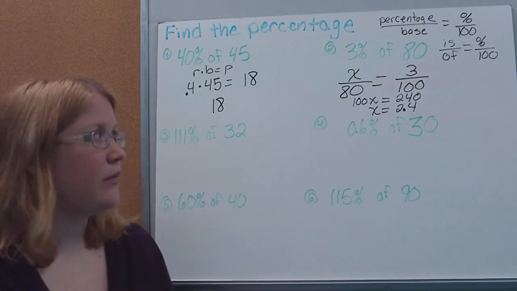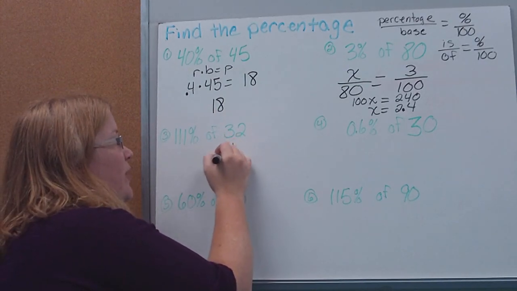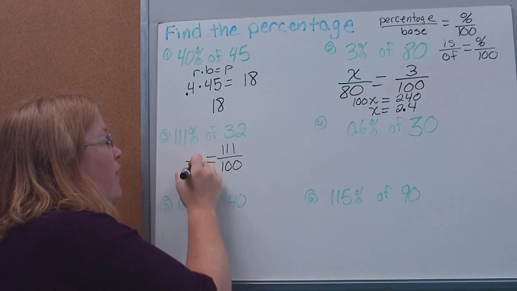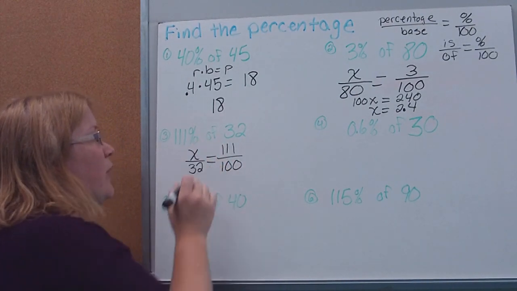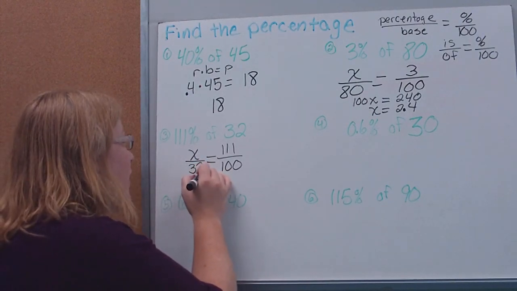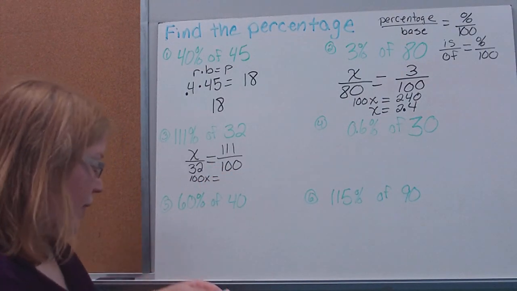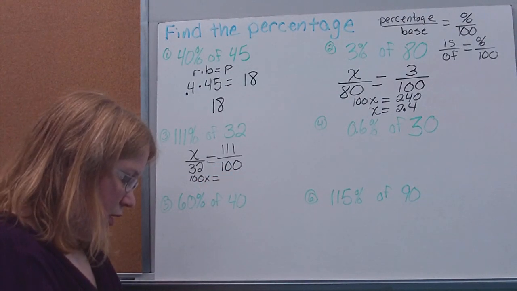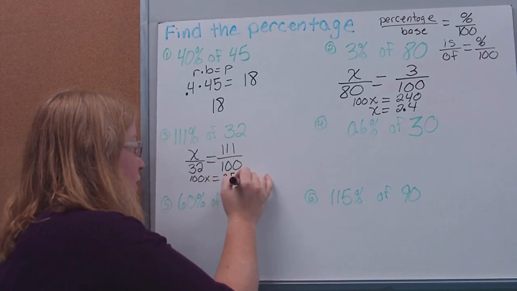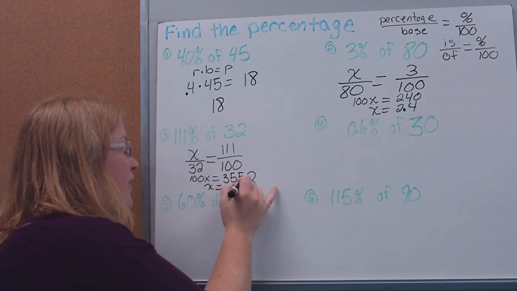All right? So again, over here, my percentage always goes over the 100. So I'm always going to just fill that in first. Of, or my base number is 32. I'm solving for what percentage that is. So I do my cross multiplication. I'm going to need a calculator for my other multiplication. 32. And then when I solve, I get 35.52.